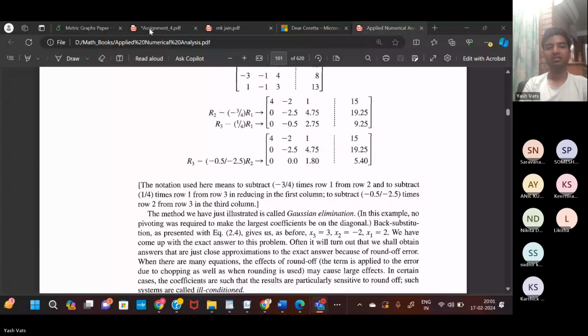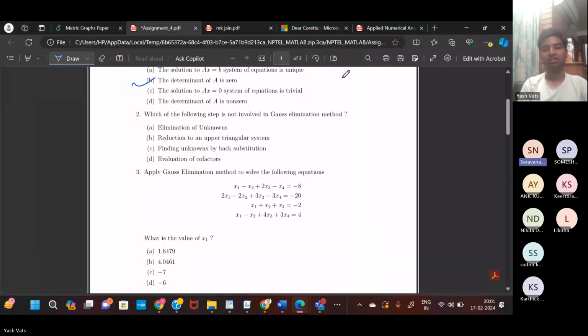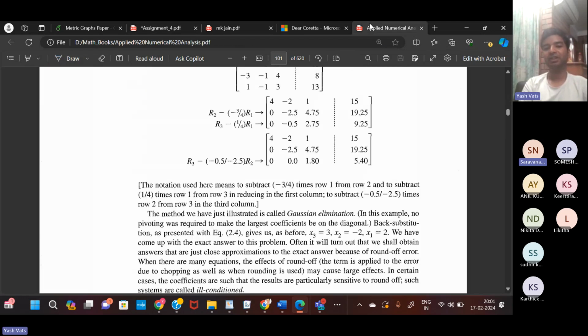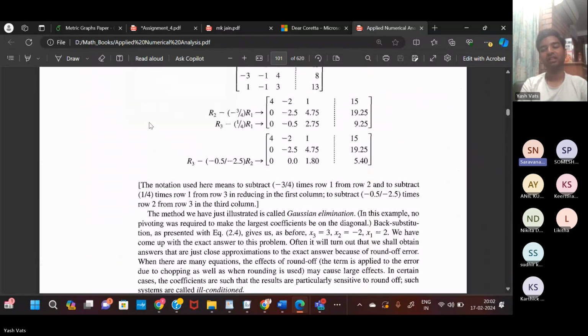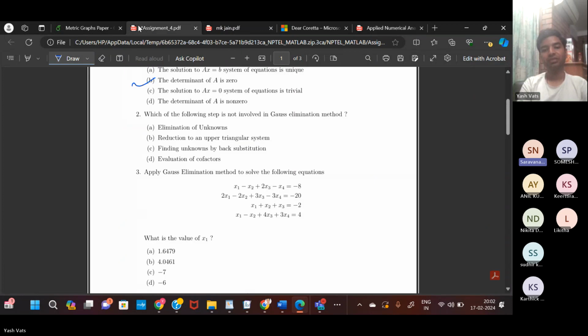Whatever is below the diagonal, we are trying to convert into zero. So you are trying to eliminate the unknowns and reduce to an upper triangular system. You know upper triangular matrices? Upper triangular means whatever is below the diagonal should be zero. Finding unknowns by back substitution: what is the meaning of this statement? Anyone?